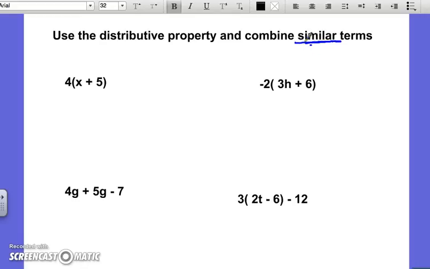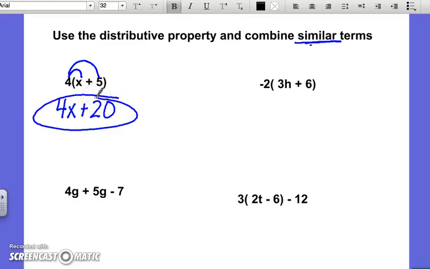So let's distribute. We're going to take this 4 that's out here, and notice it's multiplication because there's no symbol right here, and we're going to multiply it by x. 4 times x is 4x, and then we're going to multiply it by 5. So we have plus 4 times 5 is 20. So are there any similar terms? Well, here I have 4x, here I have the number 20, so no similar terms. We're done. Good to go.